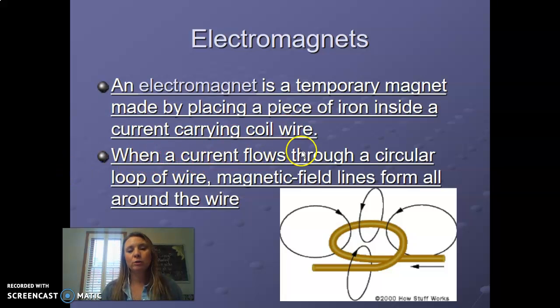So when a current flows through a circular loop of wires, the magnetic field lines form all around the wire. So it goes just around with the wire. It's almost like an oscillation, if you want to think about it that way, but it's magnetic lines that are doing that. So it's once again, those electrons and those forces that are being created.